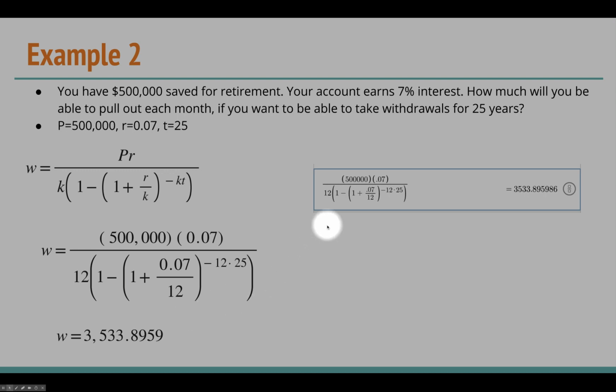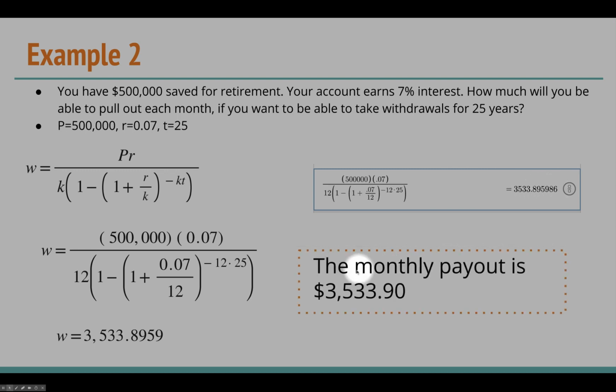The calculation looks like this in the Desmos calculator. Relatively straightforward to enter if you're using that site to do your calculations, and it spits out the value over here with several decimal places. And of course, we're going to round and then say the monthly payout amount is $3,533.90. So what we want to focus on here is the fact that if we have a payout annuity, we can rearrange the original formula given to us so that we can calculate the regular withdrawal if we know the principal, the total amount in the account at the start of those withdrawals.